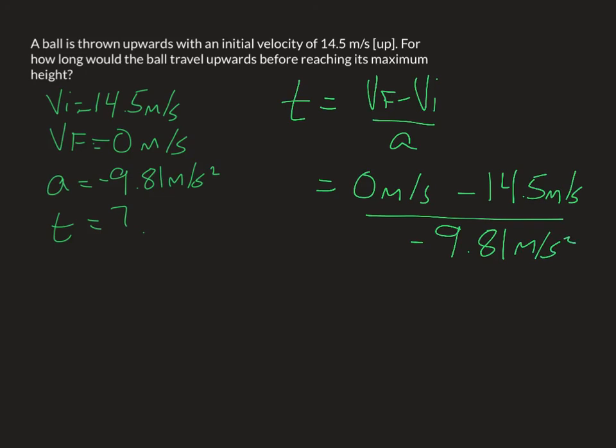So we're going to go 0 minus 14.5, which is negative 14.5, divided by negative 9.81. And when I put that in my calculator, what I get as a final answer is 1.48 seconds. A couple of little notes about this. If I hadn't used a negative here, I would have got a negative time. And we've talked before about how we can't have negative times.